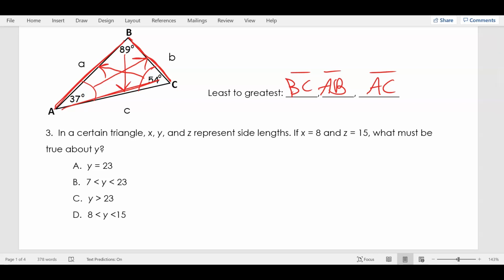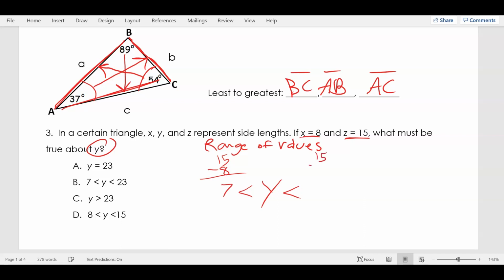All right, number 3. In a certain triangle, x, y, z are representing the sides. If x is 8 and z is 15, what must be true about y? Now you look at these answers, you see some less thans. The third side, let's find a range of values. So remember, the letter is not x this time because x is already 8, z is 15. We're looking for y, so I'll put y in the middle. Less than, because it's a range between 2 numbers. Remember, we subtract on the left. So take the 2 we know, 15 and 8, subtract them, and we get 7. And then on the right side, you add them up. 15 plus 8 gives me 23. So the range of values for y is between 7 and 23. The answer is B.